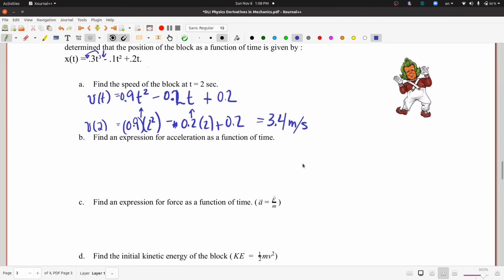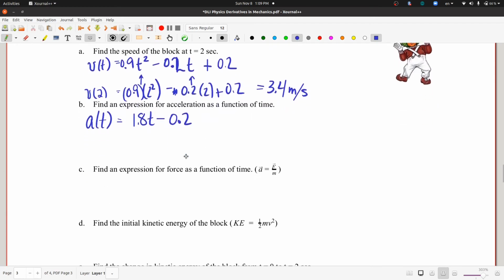Moving on, we're asked to find an expression for acceleration as a function of time. To do that, we note that acceleration is the rate of change of velocity, so it's just the time derivative with respect to time of this expression here. So a of t is the derivative of this expression. We bring down the exponent and lower the exponent by 1, 1.8 t to the 1 minus 0.2. We brought down the exponent here and lowered it by 1. T to the 0 gives us a constant, and the derivative of any constant is 0. So there's an expression for acceleration as a function of time.